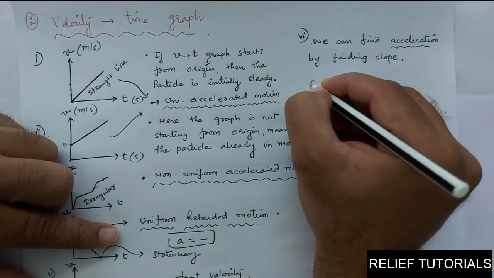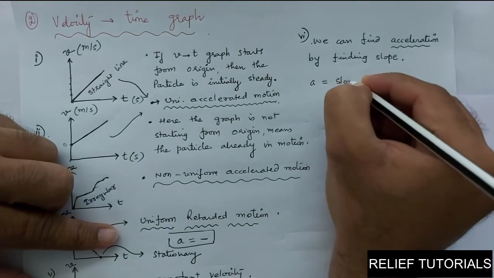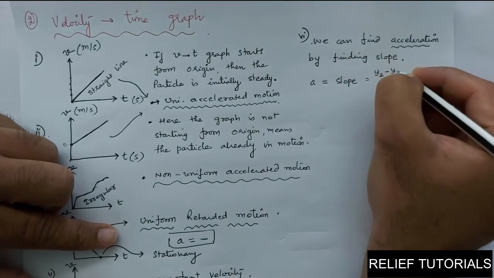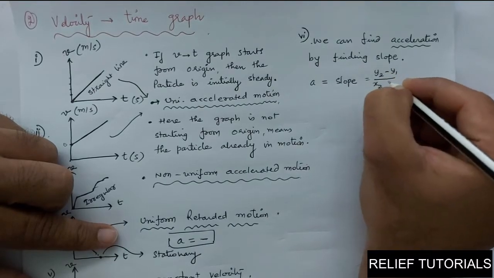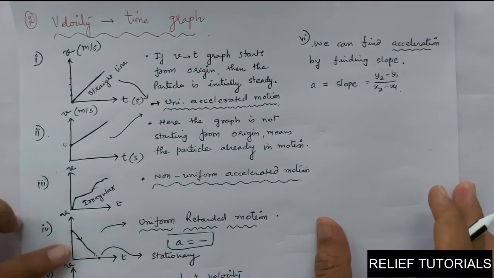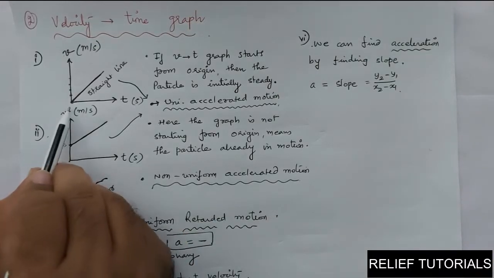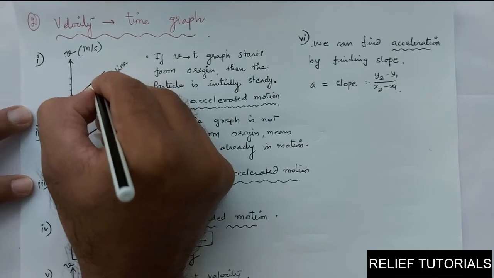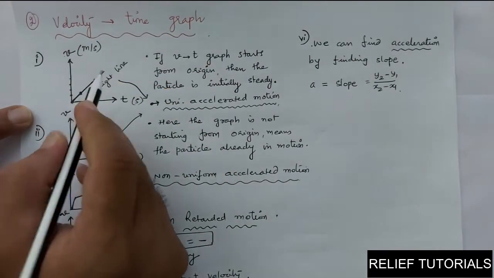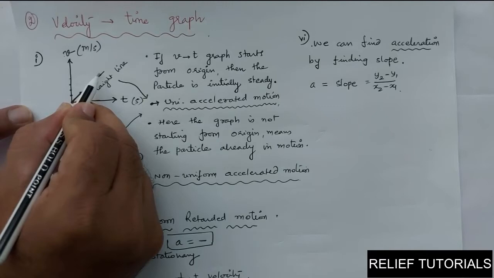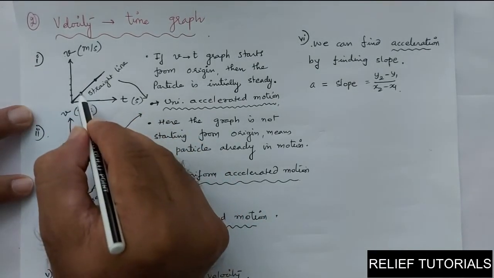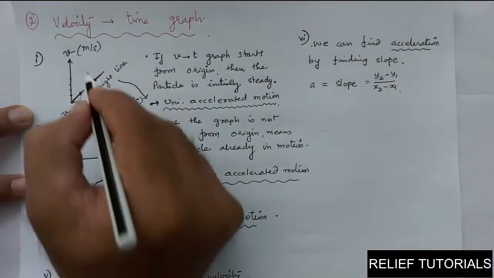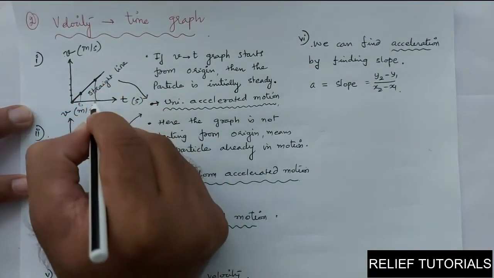So acceleration a is equal to slope, and that is equal to the formula (y2 minus y1) upon (x2 minus x1). Let us say you are finding the slope on this graph. First of all, you have to select how many points? 2 points to select. Okay, this is the first point, the initial point, and this is the final point. Corresponding to the first point, the time will be t1.